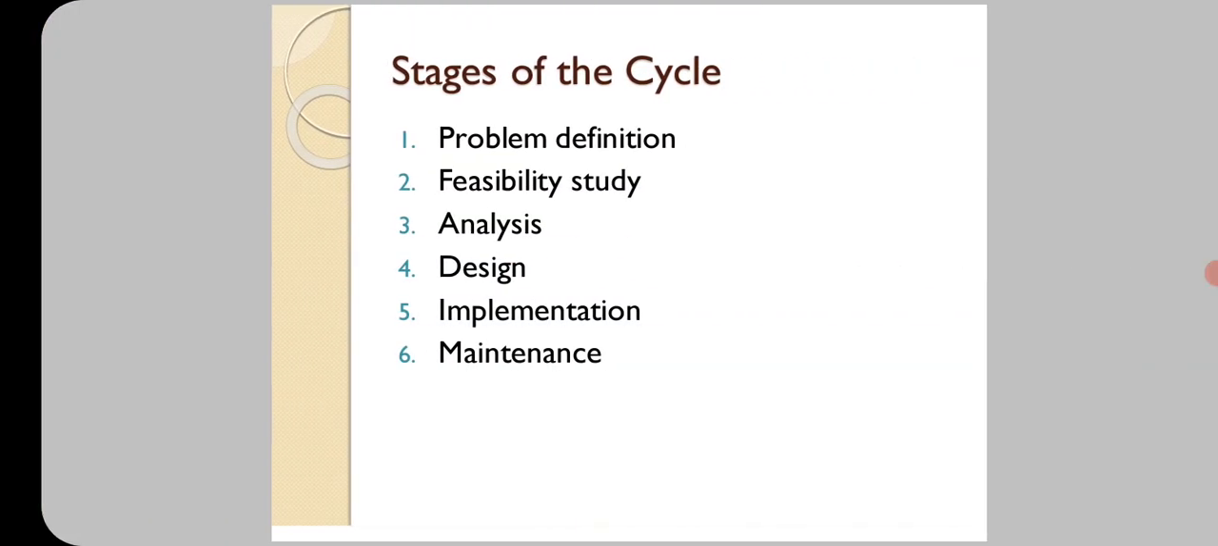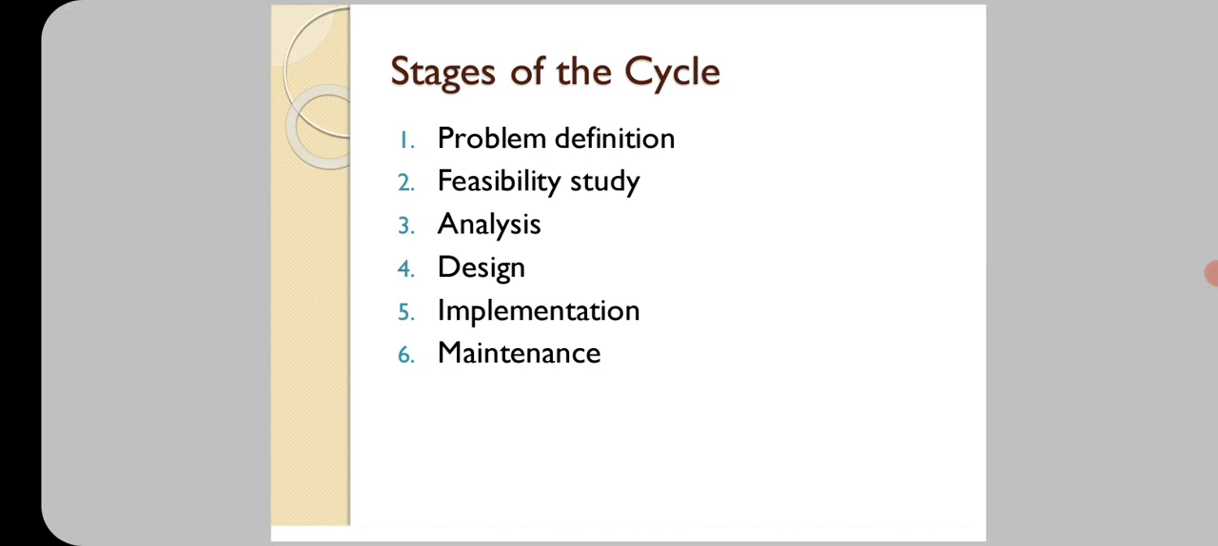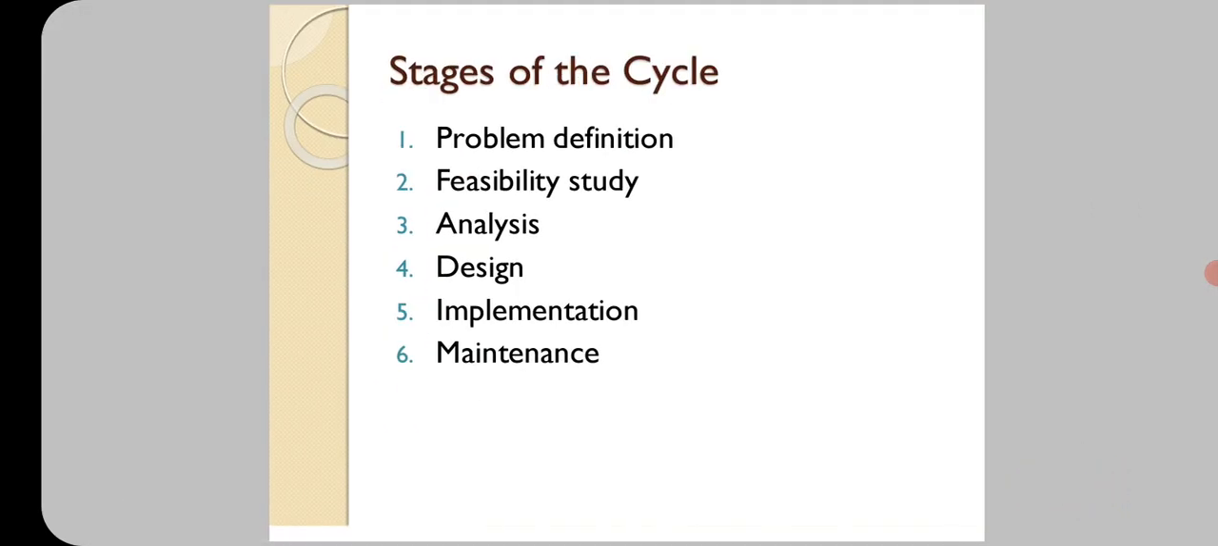So what is SDLC? SDLC means Software Development or System Development Life Cycle. What are the different phases or stages which are implemented while designing, developing, implementing, and testing a process or a system? So what are the different stages of SDLC? SDLC mainly deals with 6 phases.